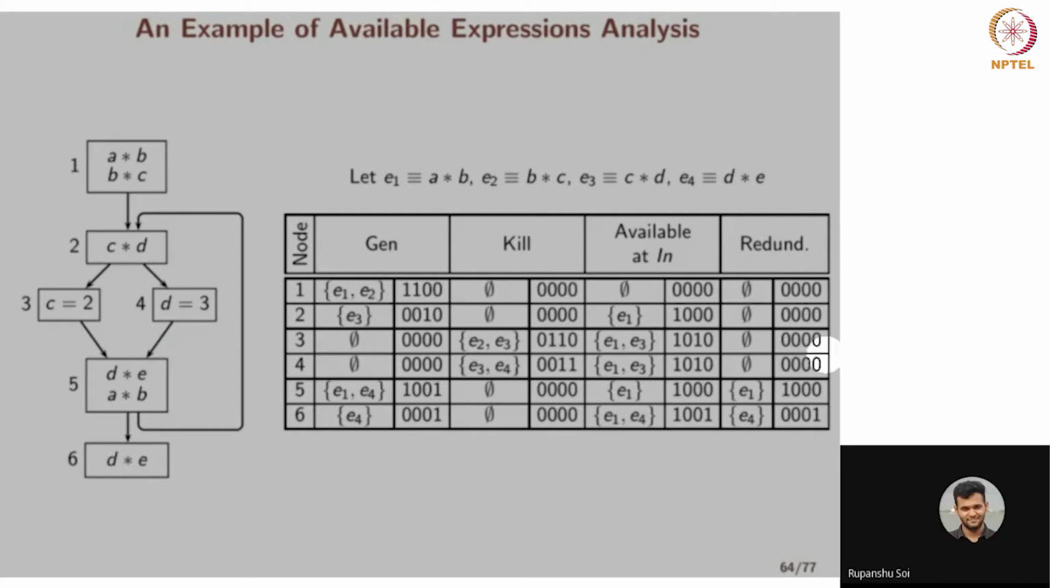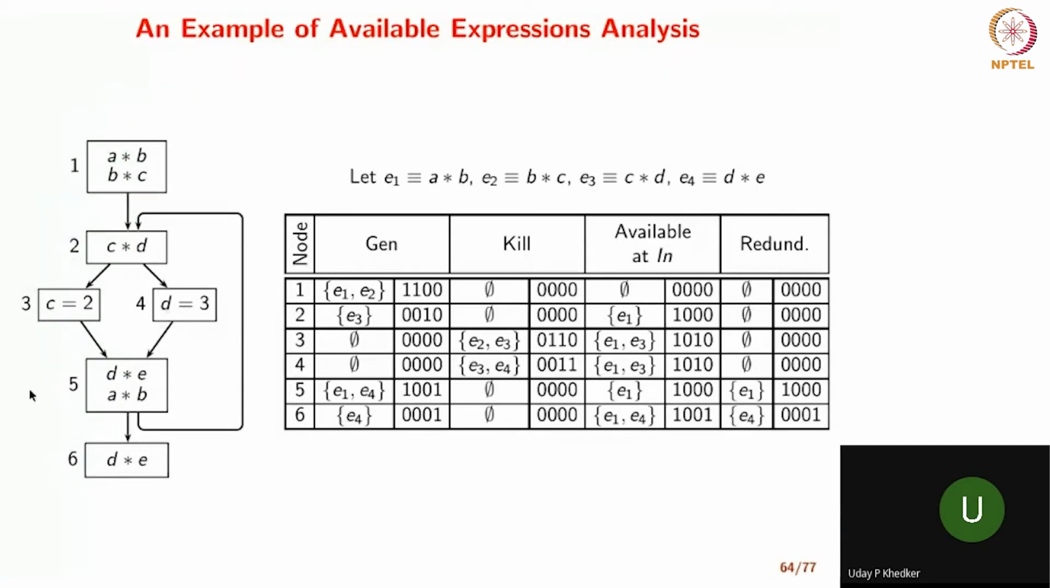So D is being assigned. Yes, D is being assigned here, but is this D star E available? Can it be eliminated is the question. So remember, we did not say the path should not contain an assignment to any operands. We said the path should not contain an assignment to any operand after the last computation of D star E. Right? So this is the last computation of D star E.